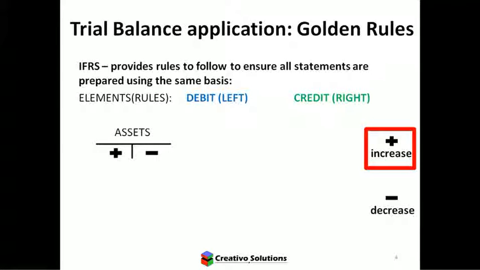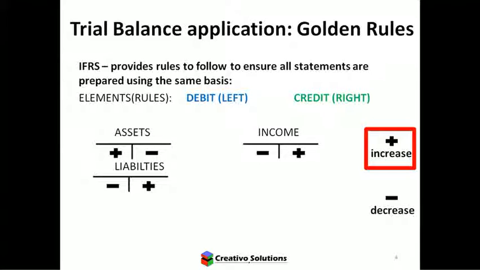So the first account that we need to recap is an asset. An asset will have a debit plus and a credit minus. A liability is the opposite, so you'll have a credit plus and a debit minus. We then have income, credit plus, debit minus, and the opposite of income is an expense, debit plus, credit minus.